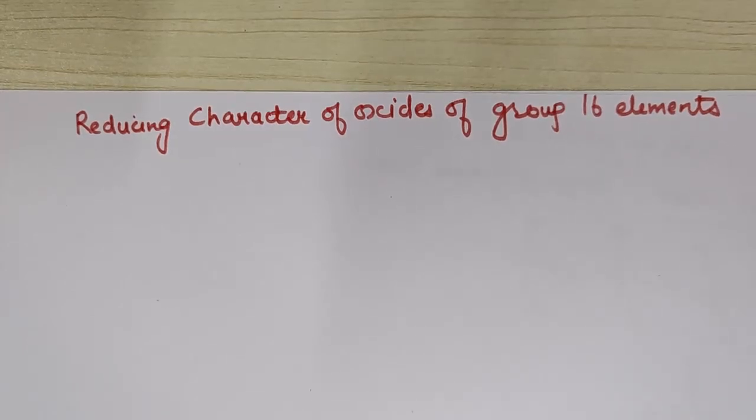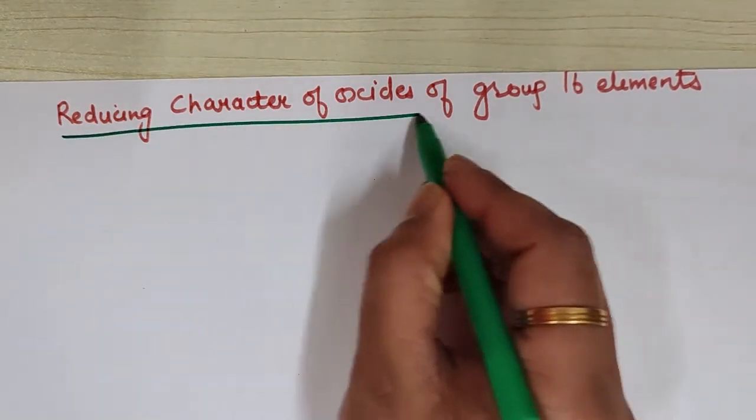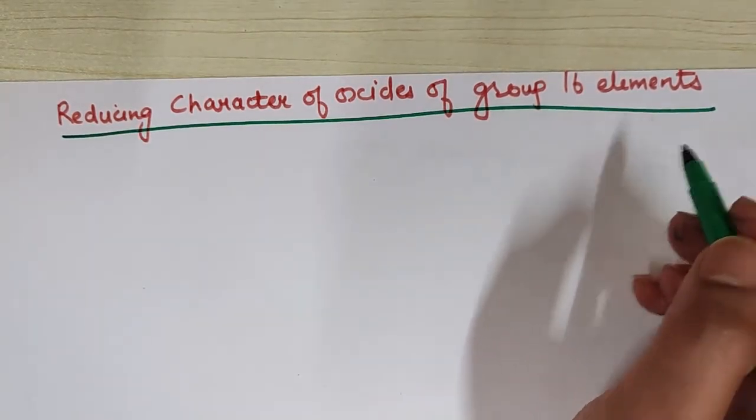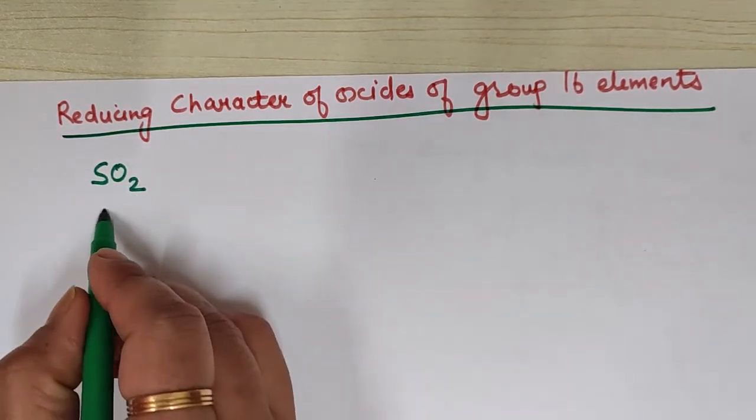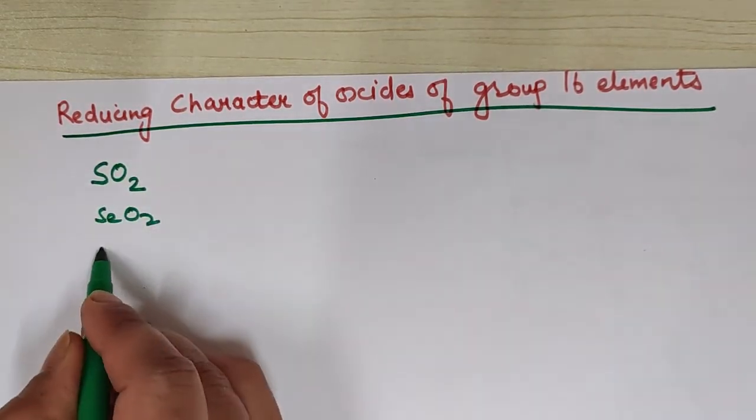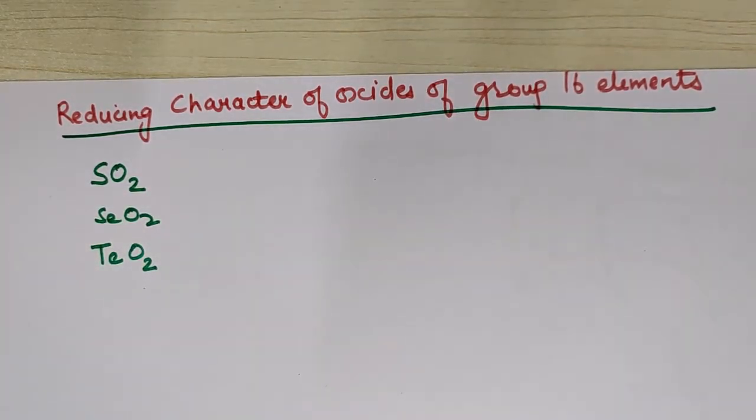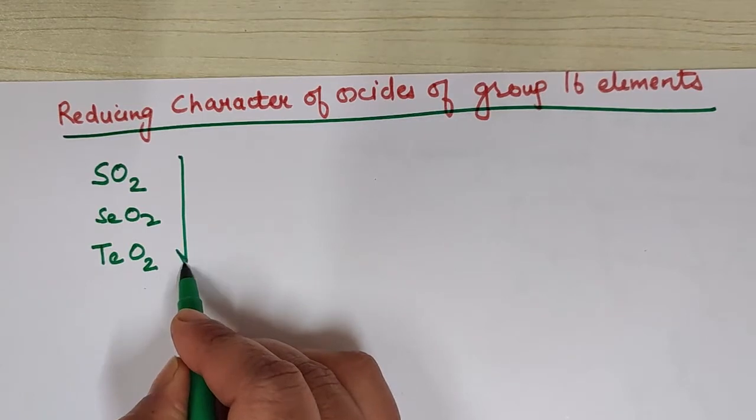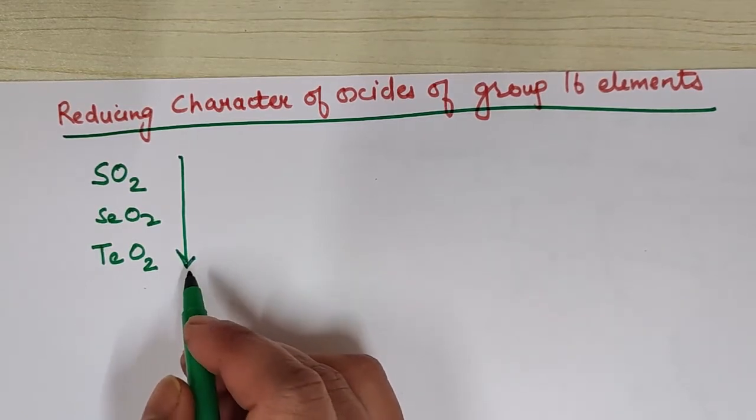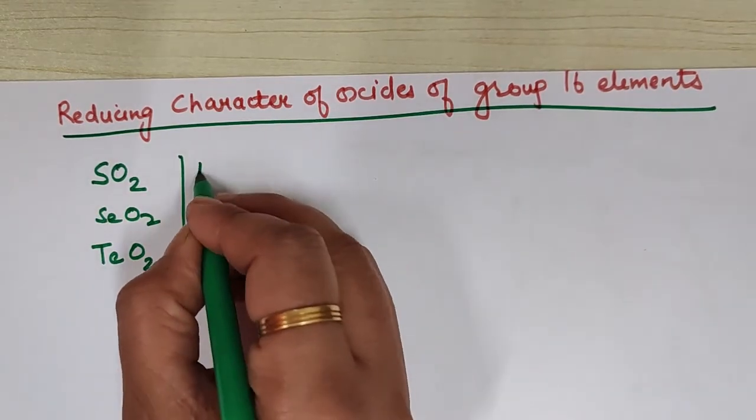In this video, we will discuss the reducing character of oxides of group 16 elements. In group 16, we have sulfur dioxide, selenium dioxide, and tellurium dioxide. These are there. As we move down the group, the reducing character of these dioxides decreases.